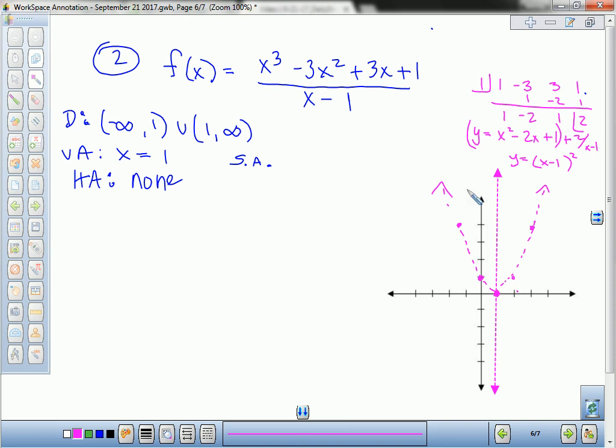Alright, but now we need to find zeros. Yeah, let's find some zeros. You are going to need a calculator to find your zeros. So I would take the numerator, punch it into y1, and locate your zero. Go ahead and do that.